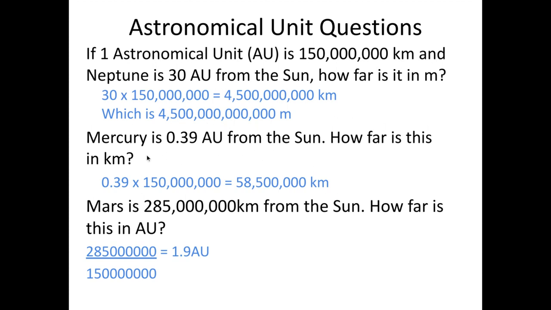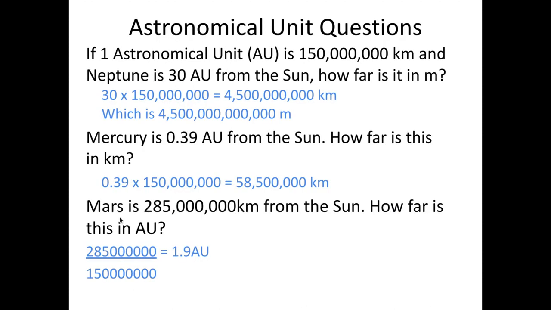Then number 2, Mercury is 0.39 AUs from the sun. How far is this in kilometers? A bit simpler. So we know that 1 AU is 150 million kilometers. We've got 0.39 of them, so we've got less than 1. We times those together and we get 58,500,000 kilometers. That's how far away Mercury is from the sun.